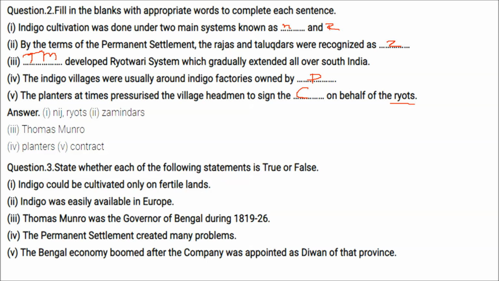Now, true or false? Indigo could be cultivated only on fertile lands. This is true. Indigo was easily available in Europe? No. Thomas Munro was the governor of Bengal during 1819-26? No. The Permanent Settlement created many problems. This is true. The Bengal economy boomed after the Company was appointed as Diwan of that province. This is also wrong.